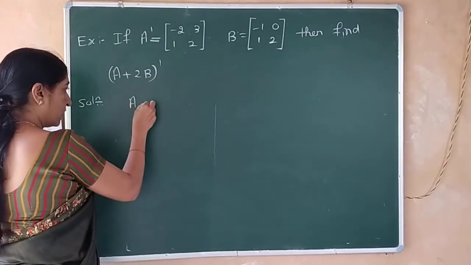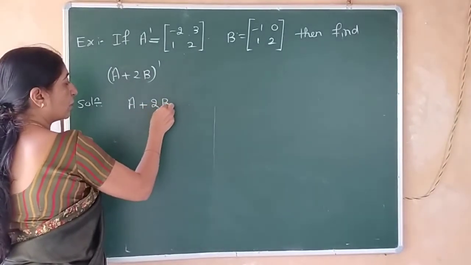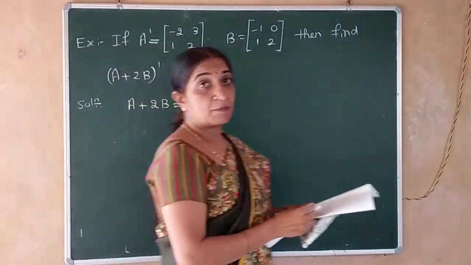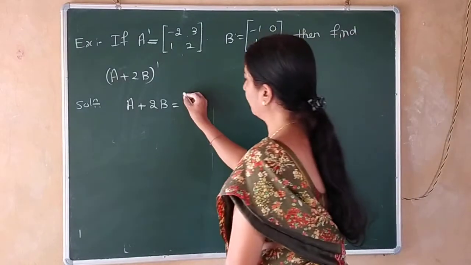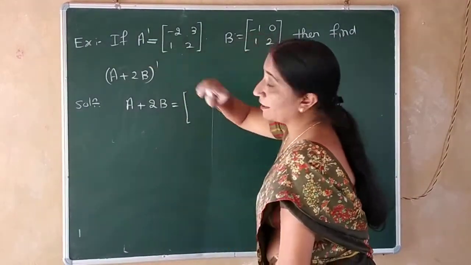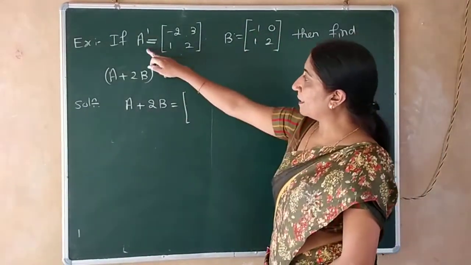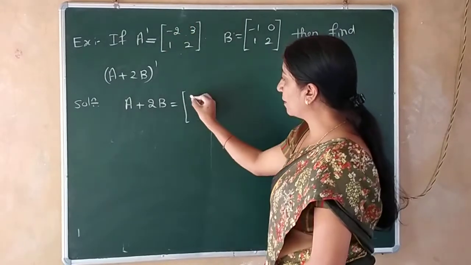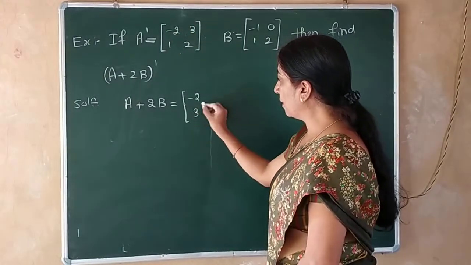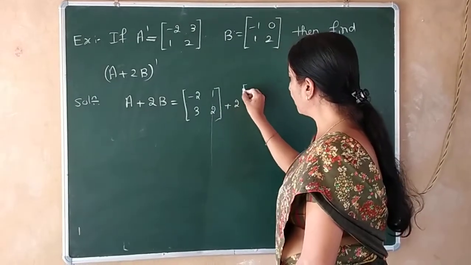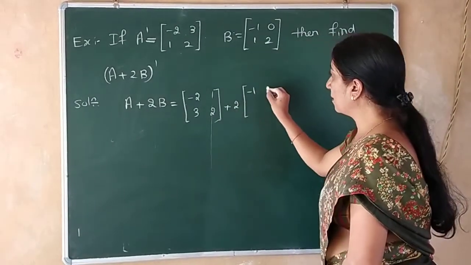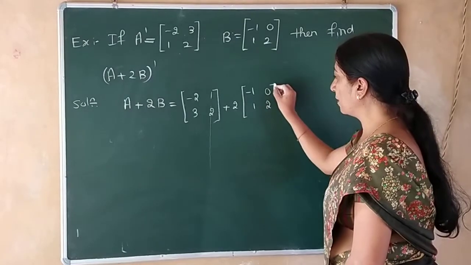First write down A plus 2B. 2B is a scalar multiplication. So I am writing here. What is A? This is A transpose. Note it clearly, it is A transpose. Write the transpose of this: [-2, 3; 1, 2]. Plus 2, B as it is: [-1, 0; 1, 2].